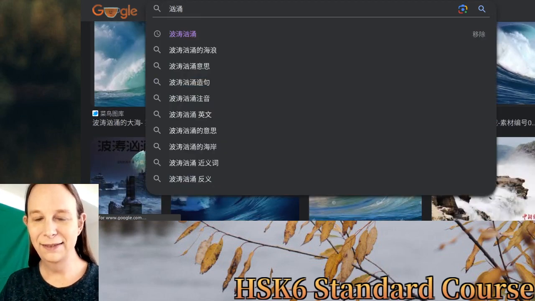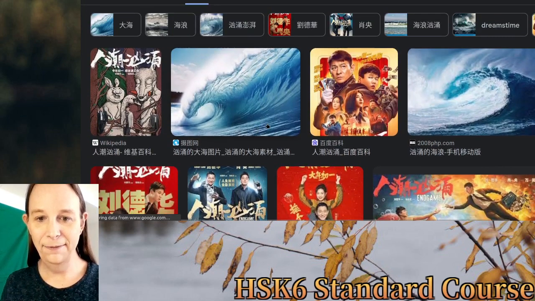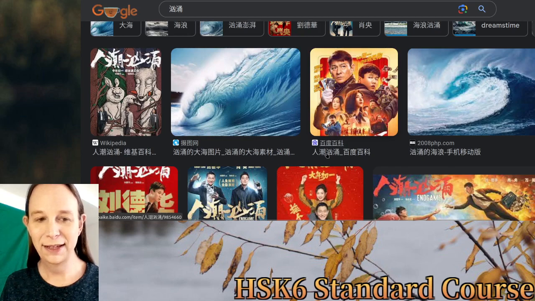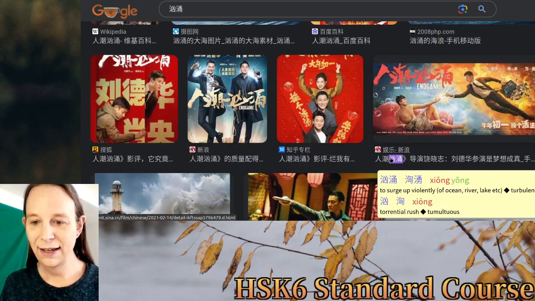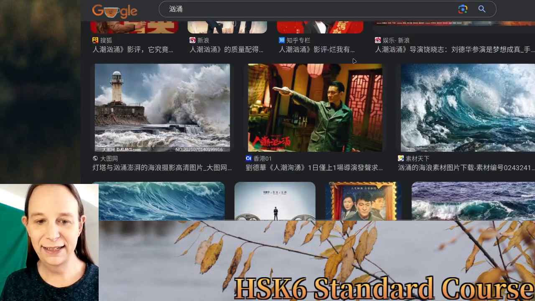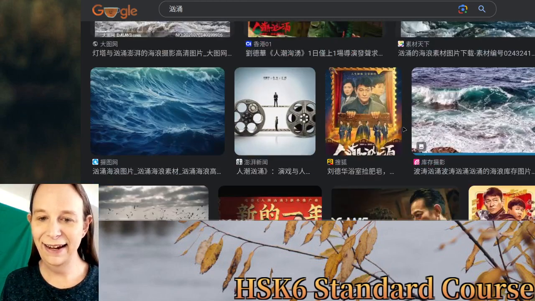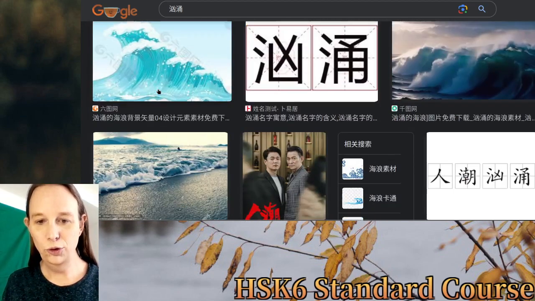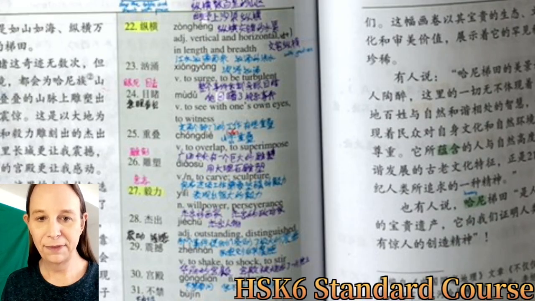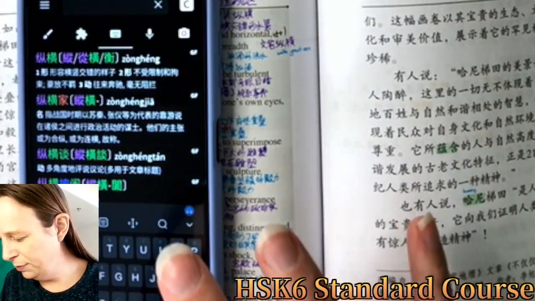Now, 汹涌 is kind of the same. 汹涌, okay, 人潮汹涌. So this is where it's being used metaphorically. Surge up violently, turbulent. It's not just turbulent, but violently turbulent, right? It's quite serious. Yeah. 汹涌. Okay. So this is 汹涌. Okay, what do we need to know? 波涛汹涌.